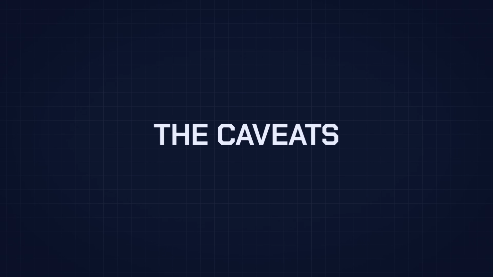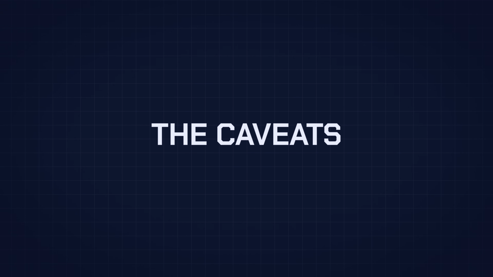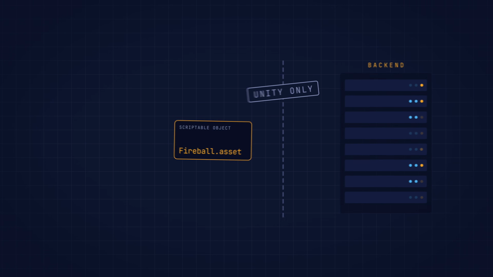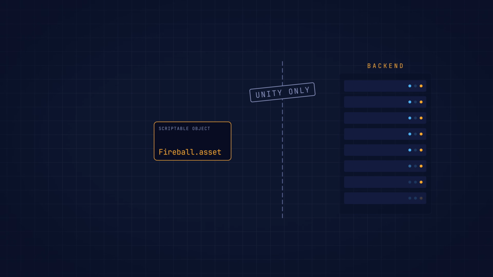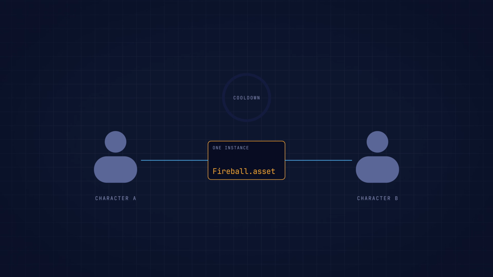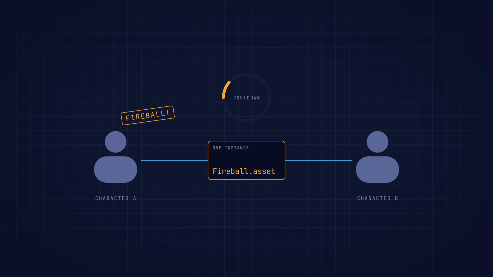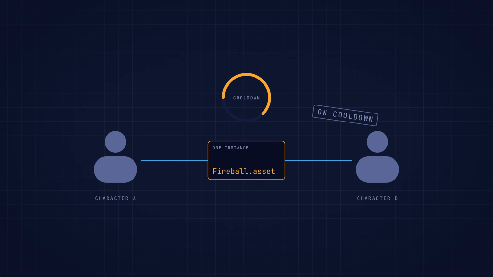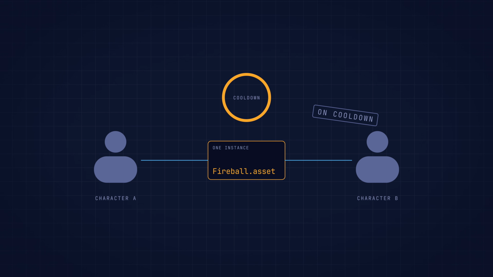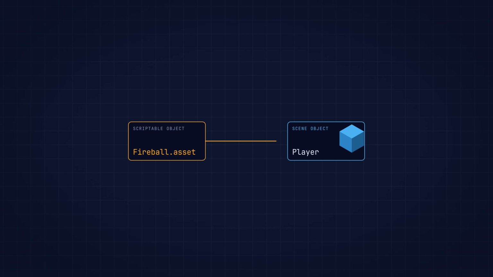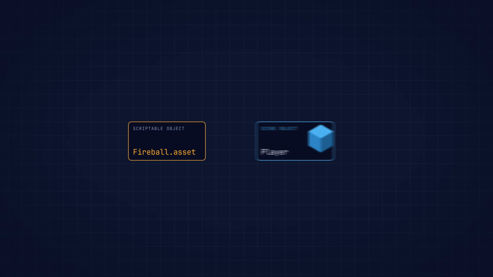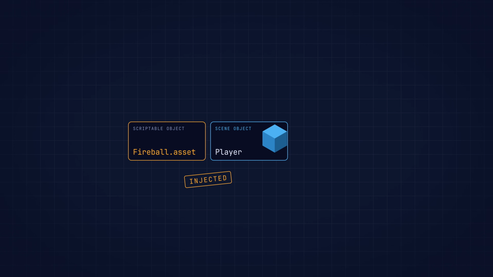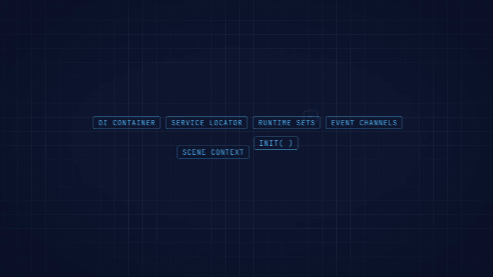The caveats? For starters, same as with MonoBehaviours. Sharing code with a backend gets hard. 1 instance also means shared state. Anything the skill stores at runtime is shared by everyone using it. And assets can't reference scene objects, so anything scene-bound needs some form of injection. Thankfully, there are plenty of ways to solve it.